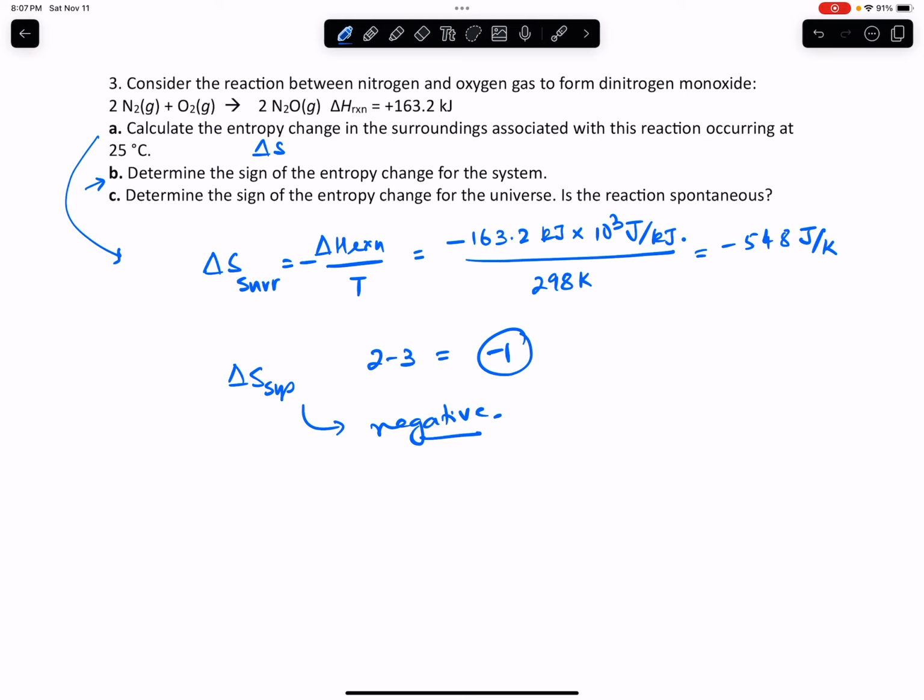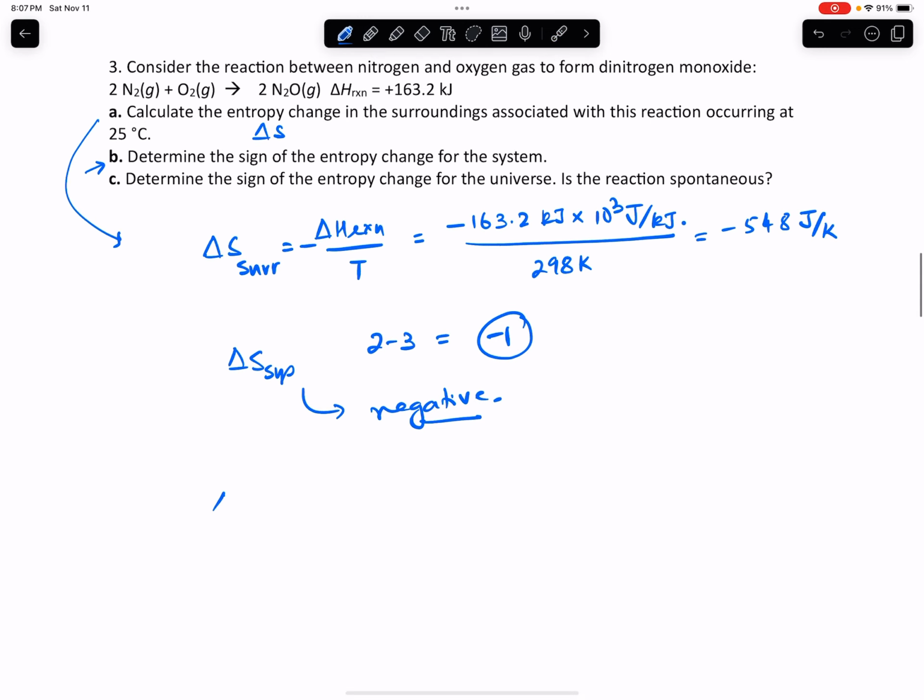negative. All right, now once we have that, the last part of the question is determine the sign of the entropy change for the universe. For that, we need to understand that delta S of the universe is equal to delta S of the system plus delta S for the surroundings. So for the sign, since delta S of surroundings is negative and delta S of the system is also negative, if you take 2 negative numbers and add them together, you get a negative. So the delta S of the universe is also negative.